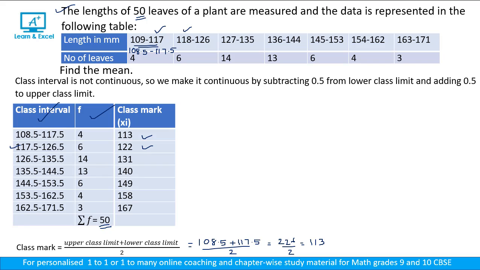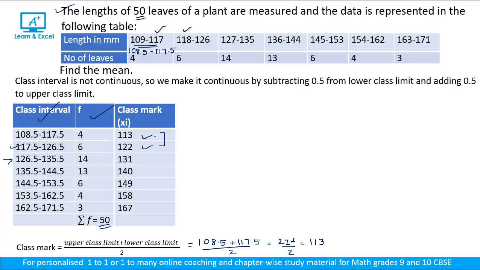The third class mark also we can find similarly by adding the upper class limit and lower class limit and dividing it by 2. Or I'll tell you another method. In the other method, we subtract the first class mark from the second class mark.